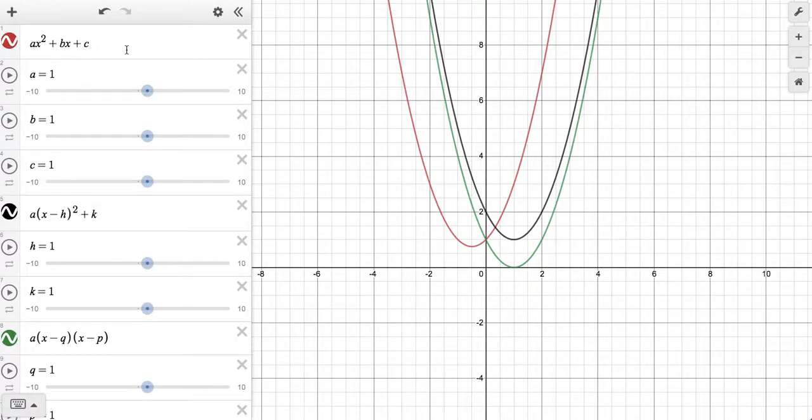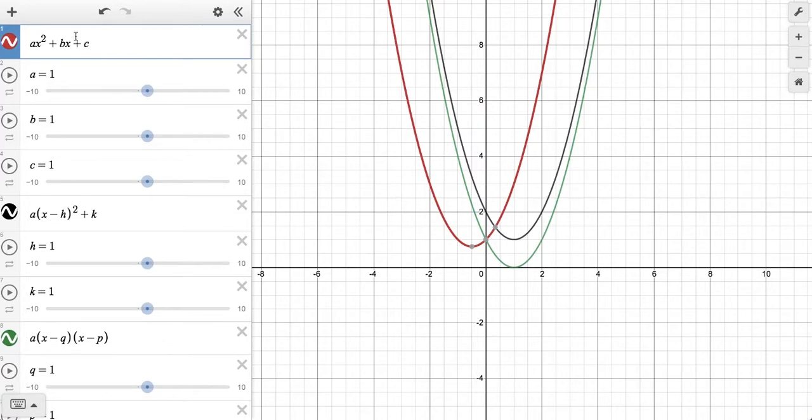So in part one of this series, we looked at how A affects all the three different functions in the same way. And in today's episode, we're going to look at the benefits of each of the three different forms. So to start off with, the most common one you'll see quadratics in is ax squared plus bx plus c. I'm sure you guys know this already.